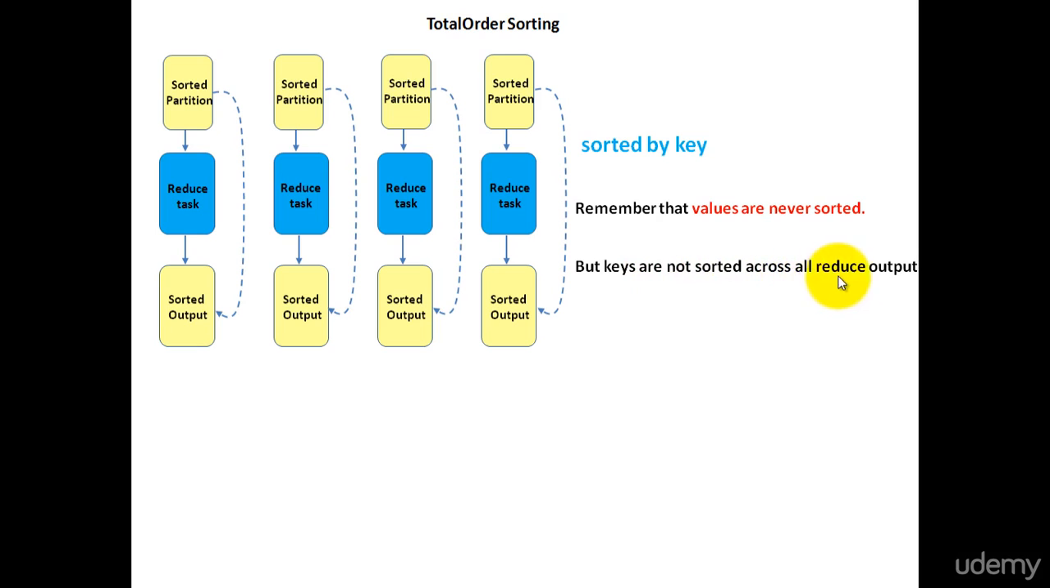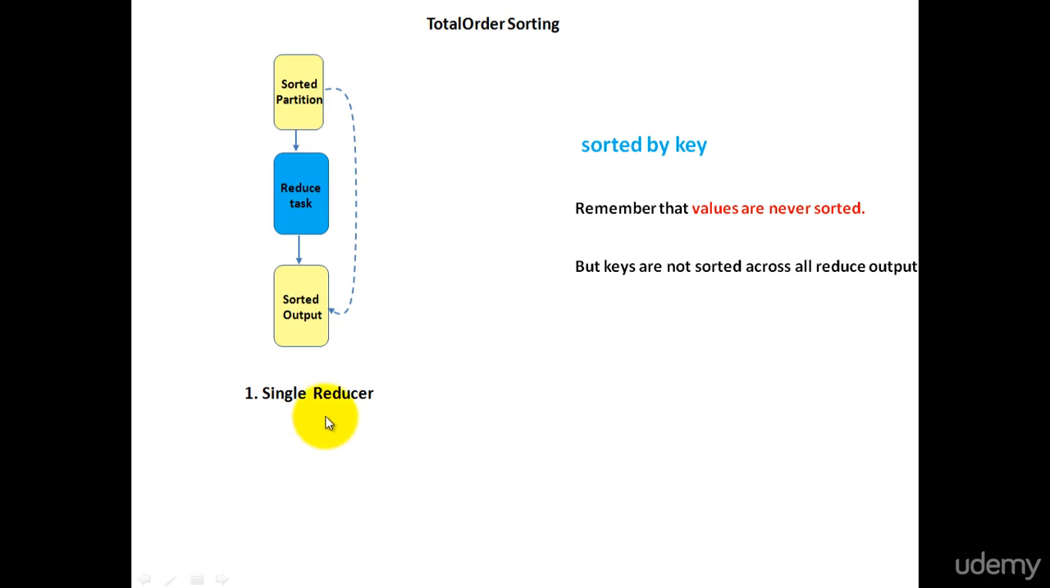But the keys are not sorted across all the reducers. Then how do we sort the data across all the reducers? There are two ways to do total order sorting. First way is to use a single reducer.